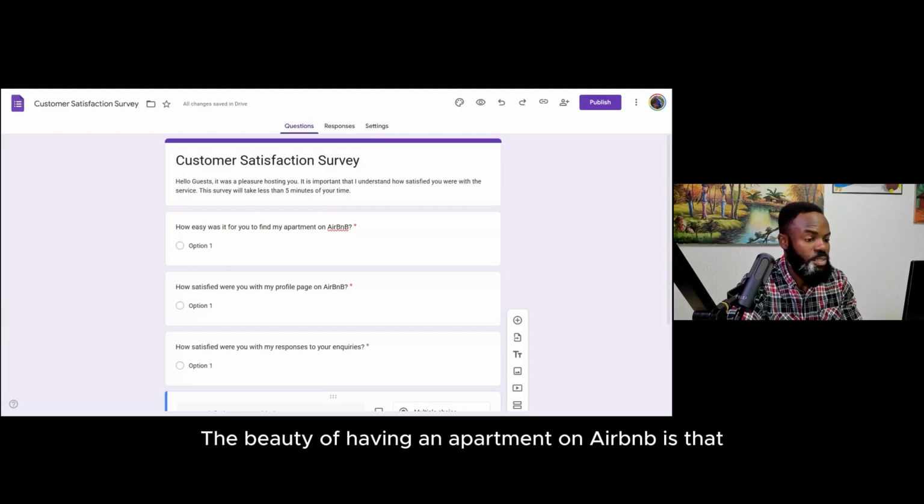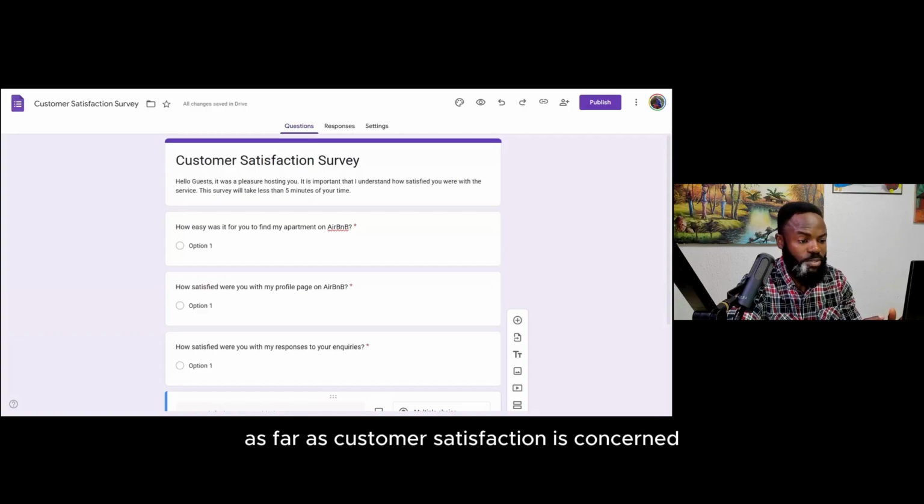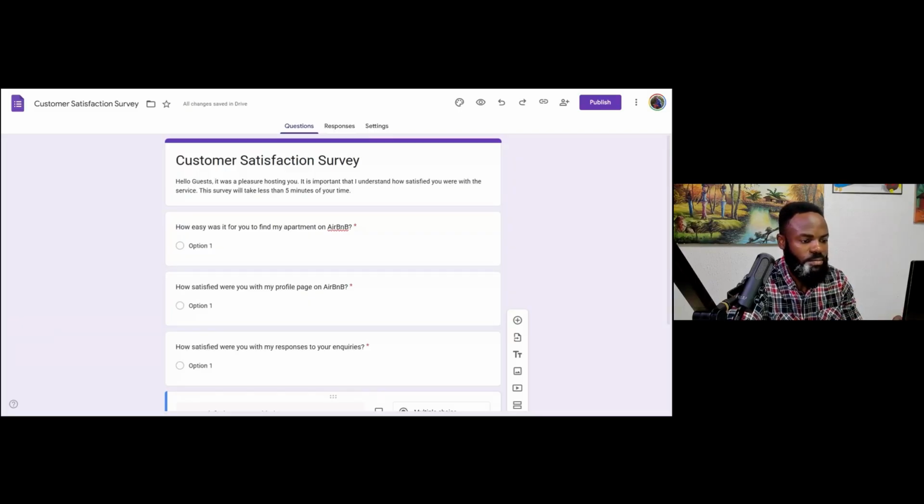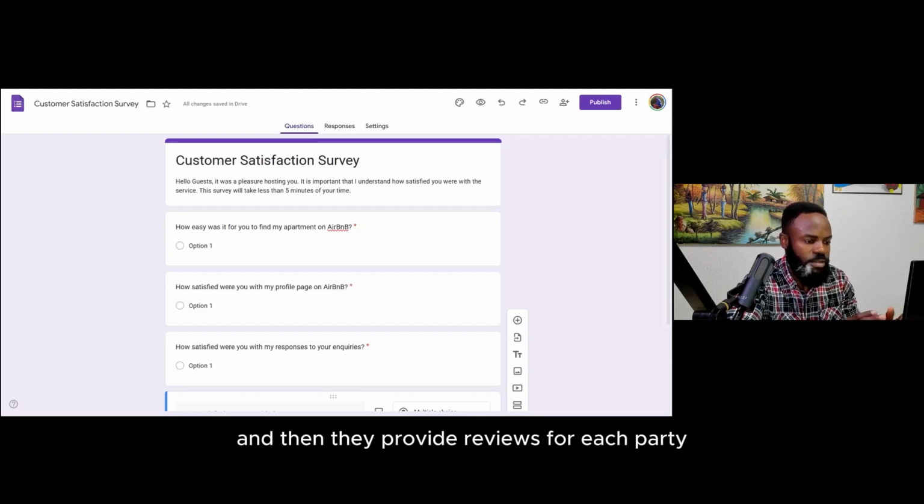Now, the beauty of having an apartment on Airbnb is that as far as customer satisfaction is concerned, it has done, say, 50% of the job, and that also helps your customer journey map, right? Now, Airbnb allows the guests to rate the host and the host to rate the guests. They use a 5-star rating, and then they provide reviews for each party. So that's good, and that insight would be useful later on.